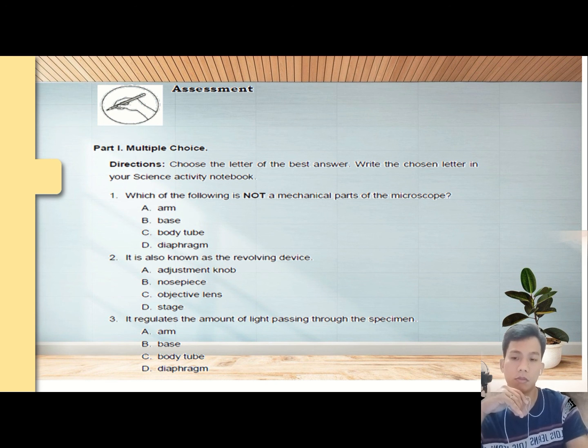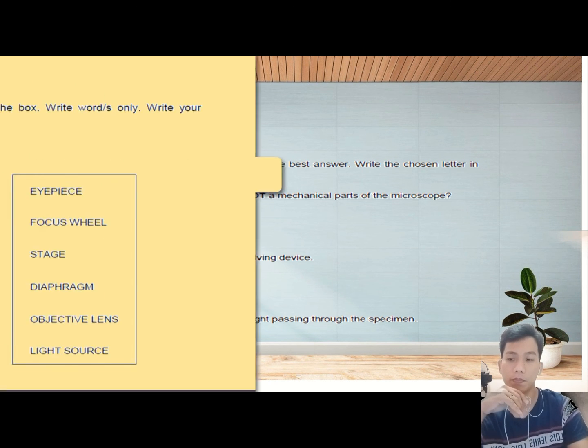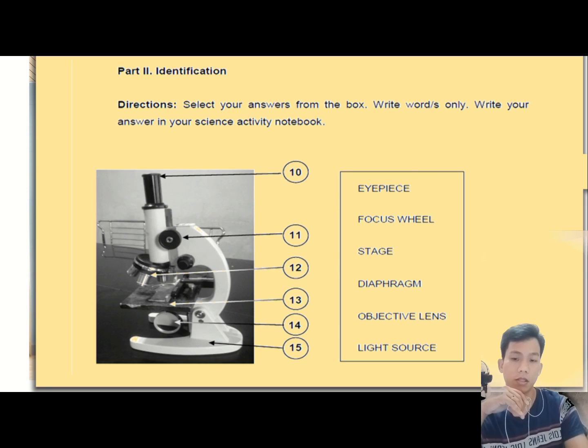Okay. Yung post assessment natin, multiple choice ulit siya, comprises of 15 items. You just choose the letter of your best answer and then write it in your answer sheet or your science activity notebook. Okay, that is the part 1.